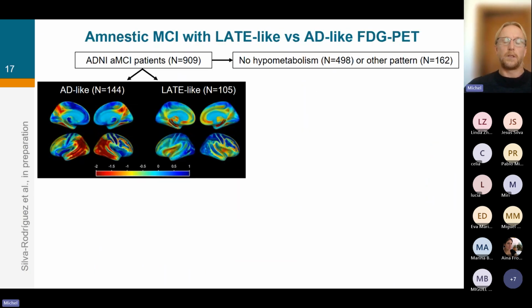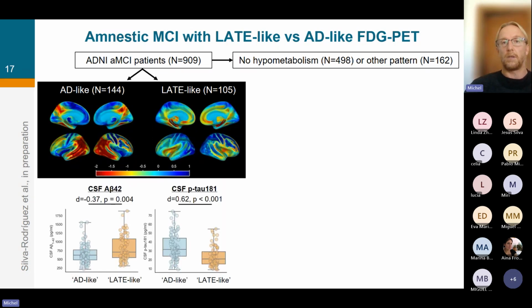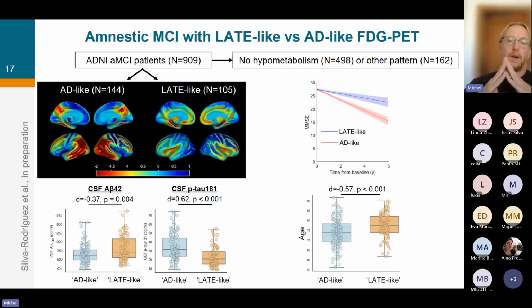And so we also looked at this. Jesus looked at whether we could use our pathology-defined LATE pattern for differential diagnosis in this early disease stage, in amnestic MCI patients. I'm only going through this very briefly now, because Jesus presented all this 2 weeks ago. The bottom line is that we see the same effect as in these clinically diagnosed AD dementia patients.